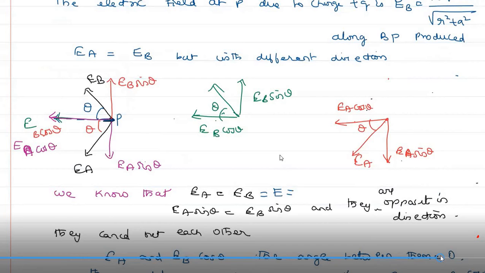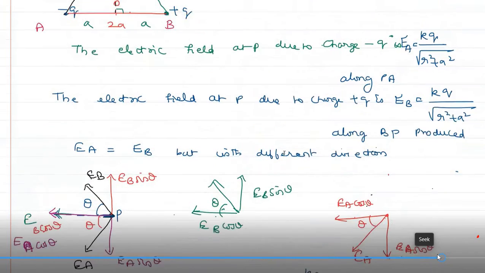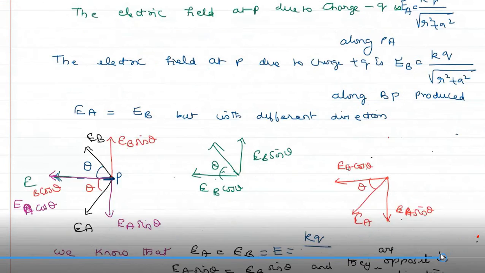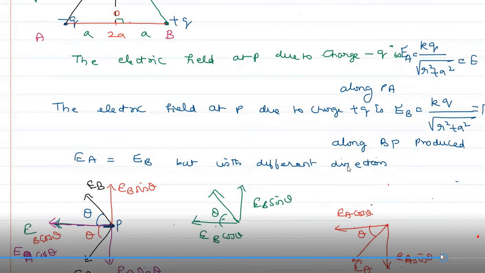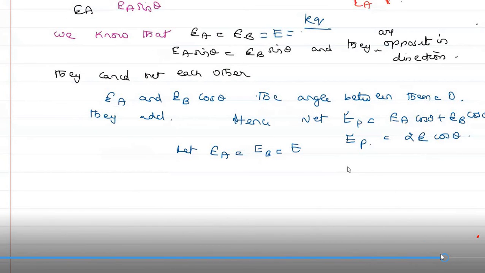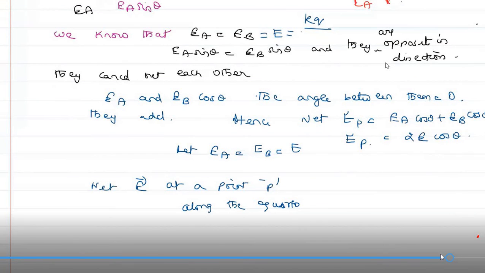Better. So here E will be equal to nothing but what? KQ by square root of, already we have calculated it, right? Here. So already let it be here itself, you just give it as E and E. It will be B. So now what happens? So the net electric field along the dipole axis, the net electric field at a point P along the equatorial line is given by what? It is given by 2E cos theta.